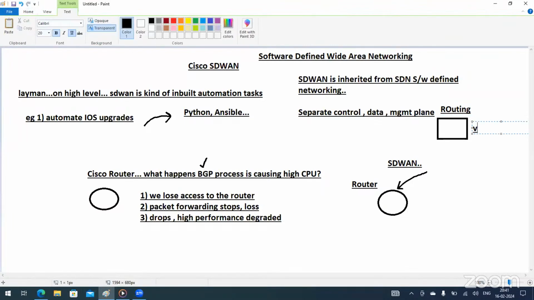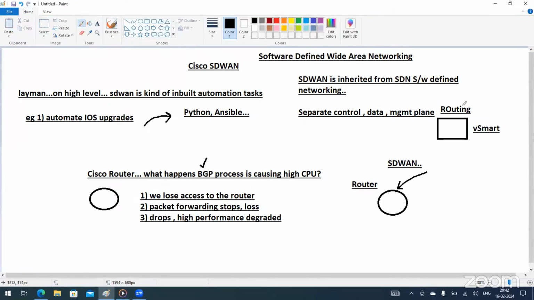This device is named vSmart in SD-WAN. It takes care of routing only. There is no other job for this device. It is a virtual machine, a dedicated machine of the SD-WAN component called vSmart. All the routers would simply be taking part only in the data plane, only to send the packets from router 1 to router 2 or router 1 to router 3. Their routing would be towards this device.